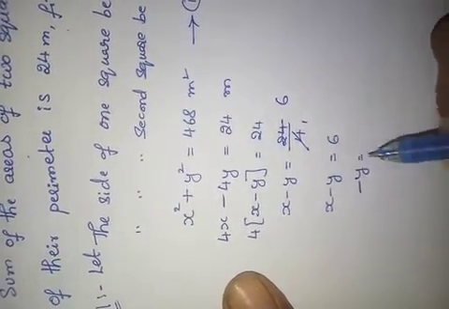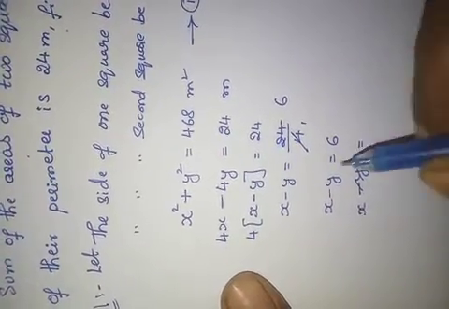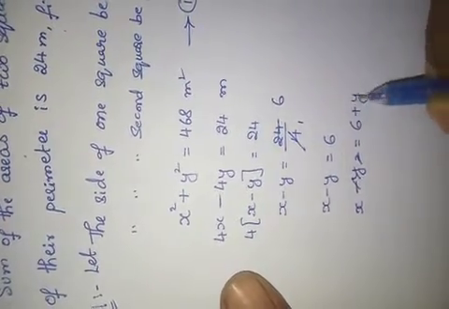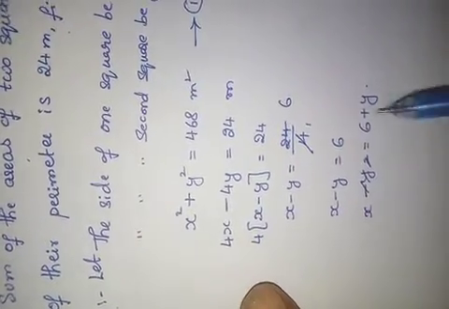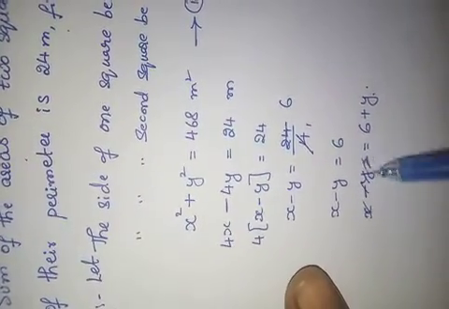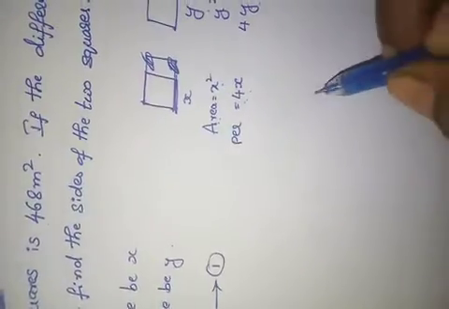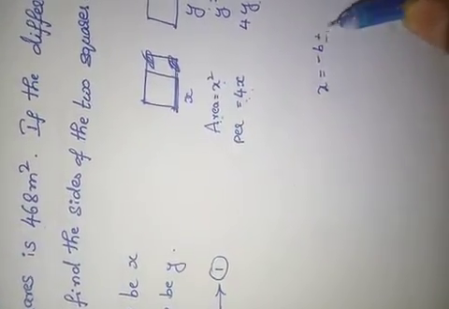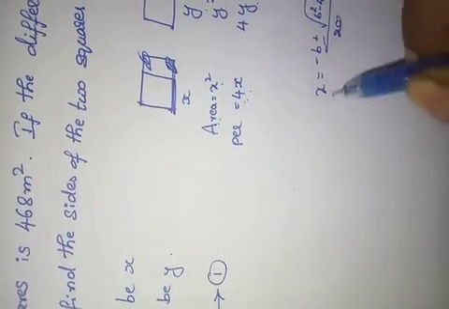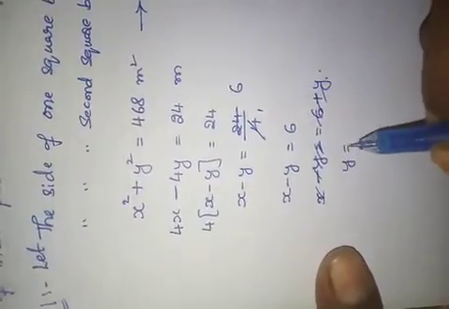I want only x. If I send y to that side, what will it become? 6 plus y. Is it okay? In the place of x, shall I substitute y? Okay. Or else, almost for every problem we are taking x equals to minus b plus or minus root of b square minus 4ac by 2a, no? For the convenience of taking x, I am taking y equals to.